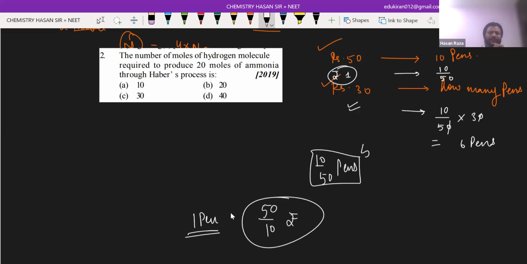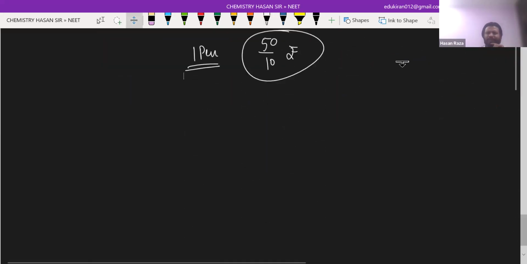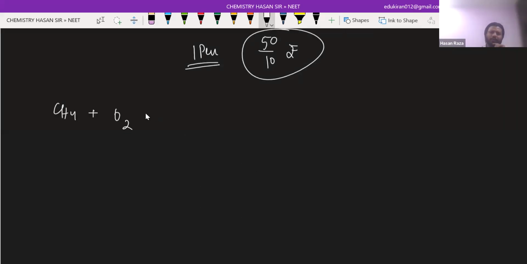So stoichiometry is very simple. There is CH4 plus O2. Whenever you burn a hydrocarbon, that means you react it with oxygen and you get CO2 plus H2O. That is confirmed. When you burn a hydrocarbon, that means carbon and hydrogen, you react it with oxygen, and you get carbon dioxide plus water along with heat. This reaction is an exothermic reaction.